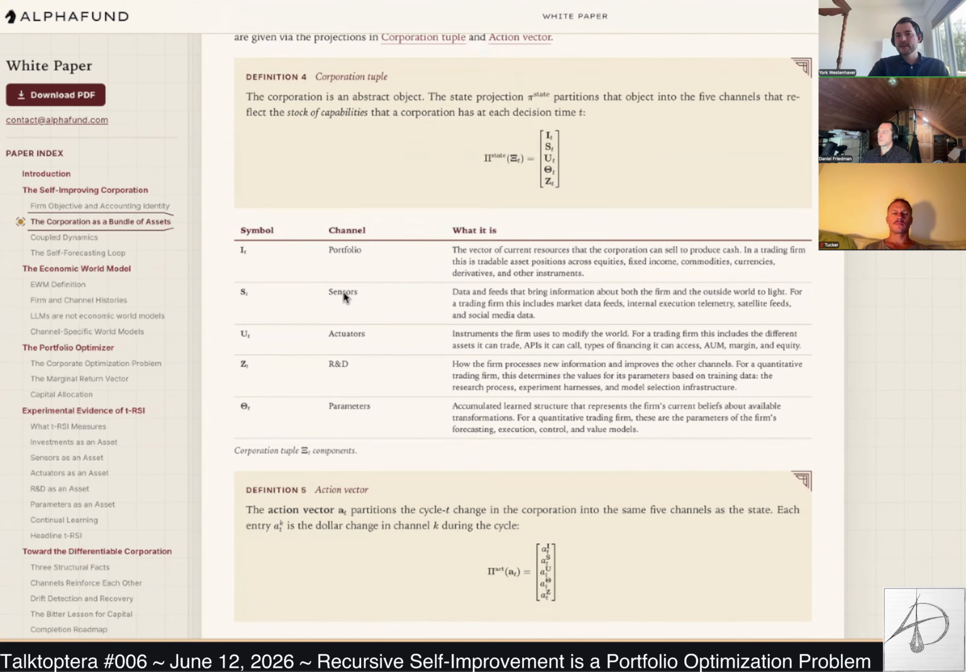So this would be like your sensors. If you want to get better sensors, you want to acquire more data. Roughly speaking, we'll just call that R&D. Or if you want to get a bigger neural network or buy a bigger supercomputer, that would be R&D, right?